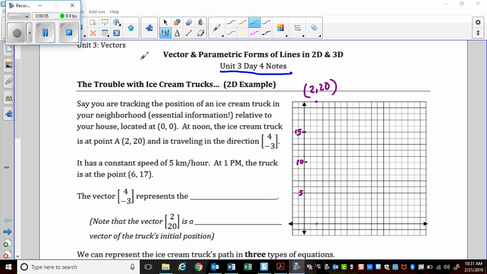It says that you are tracking the position of an ice cream truck in your neighborhood relative to your house located at (0, 0), the origin. At noon, the ice cream truck is at A, which is (2, 20), which I found. I went over to the right 2, and then up 20 is right here. So this is our vector.